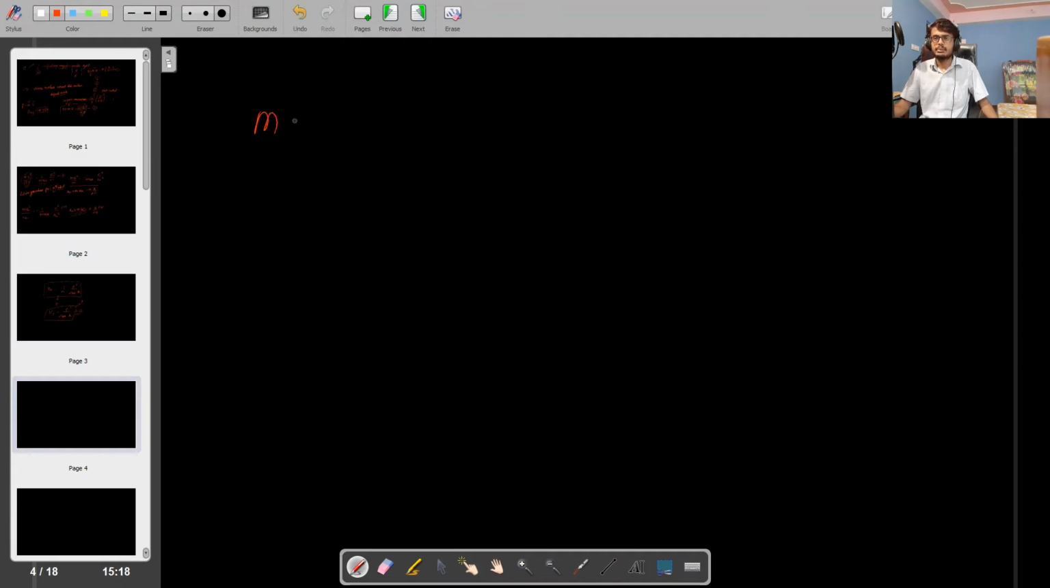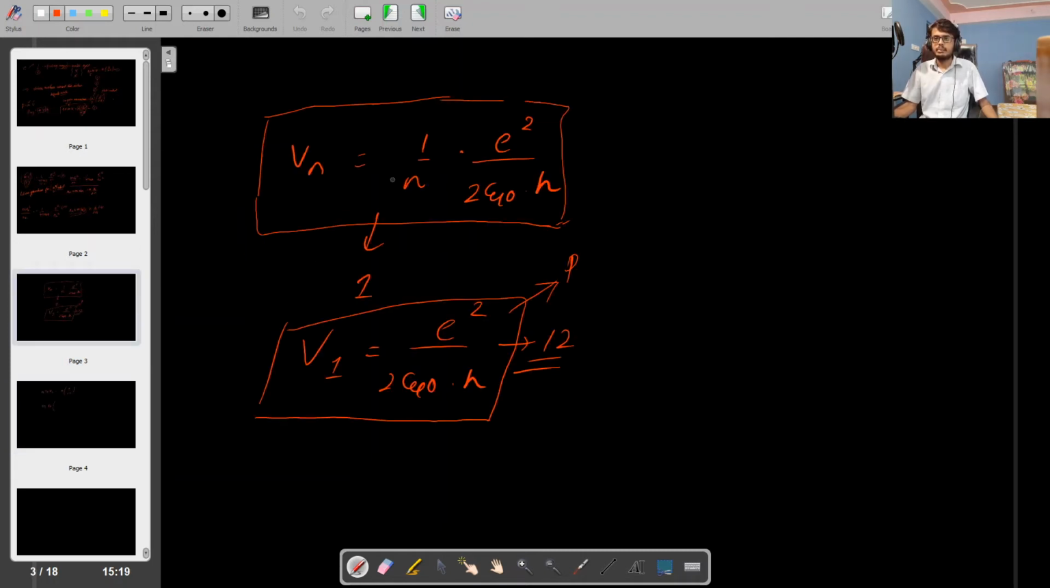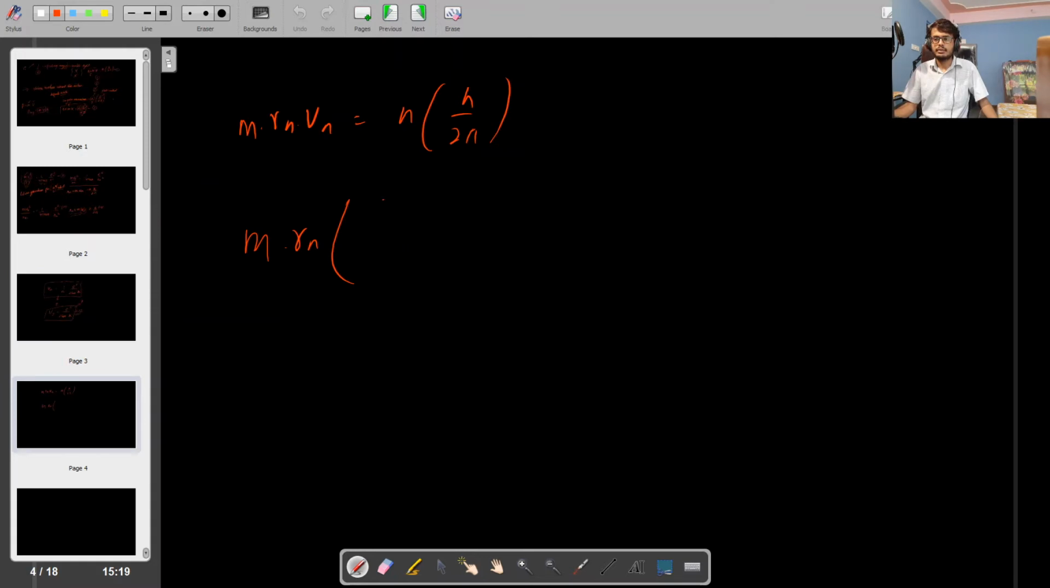So the formula was m Rn Vn equal to n into h by 2 pi. So what we do is we just put the value of Vn here. Rn into Vn is 1 by n into e square by 2 epsilon naught into h, equal to n times h by 2 pi, right? So this is the thing that we get.